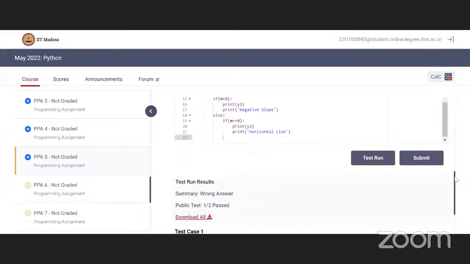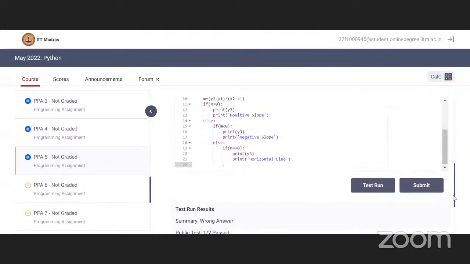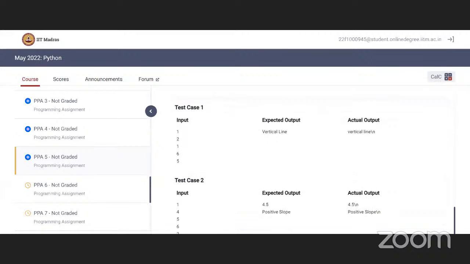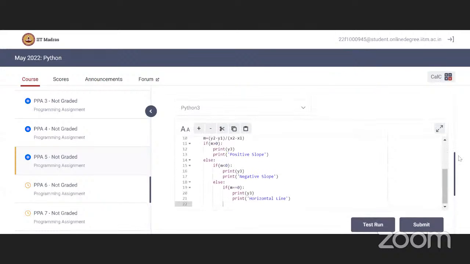Okay, all right. Can you run it? The vertical line is working. Can you scroll down? I mean, just show the test cases. Expected output is the vertical line, and the V and L are capital letters, not small letters. That vertical line, right? V and L should be capital.